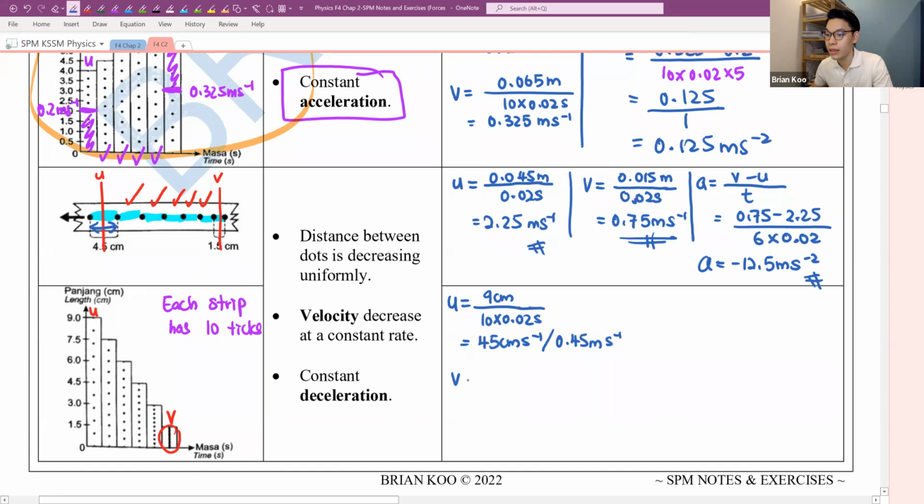Then the V is the last part, which is 1.5 cm. Although you cannot count how many ticks, they won't analyze different numbers of ticks. Remember that. Each strip must have the same number of ticks. If one strip is 10, another strip is 20, like that, you won't be able to analyze the motion. So that would be 10 times 0.02 as well.